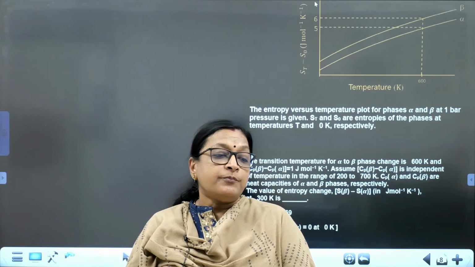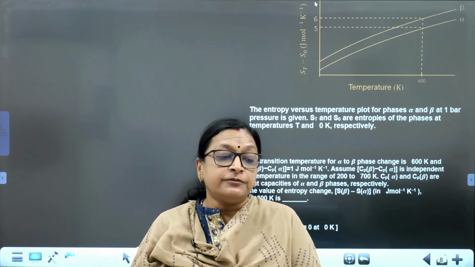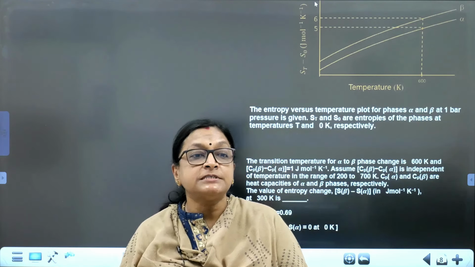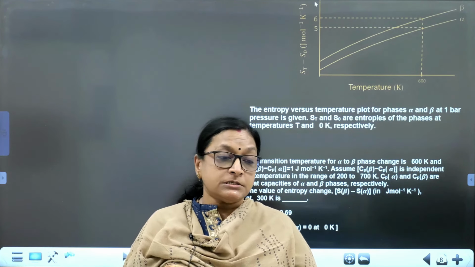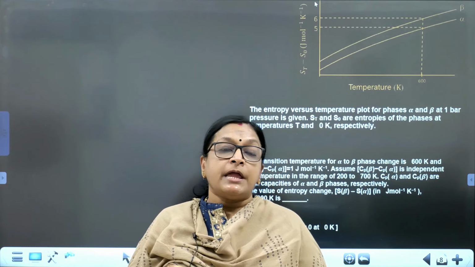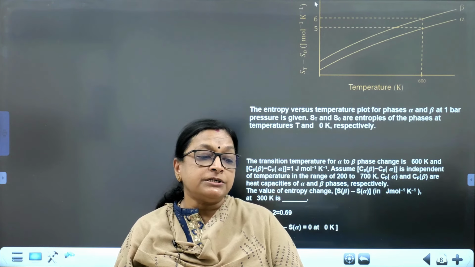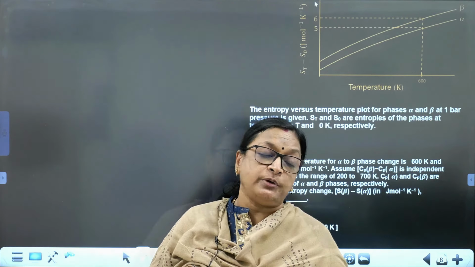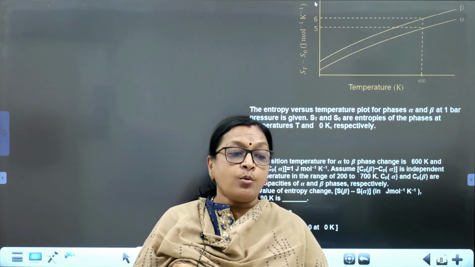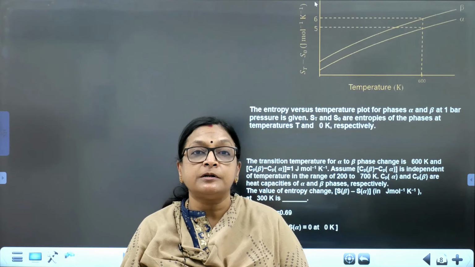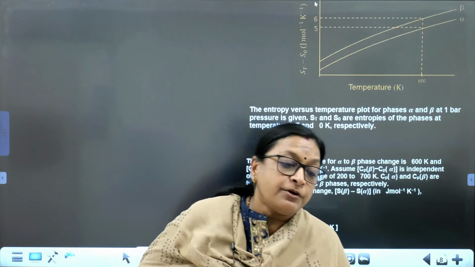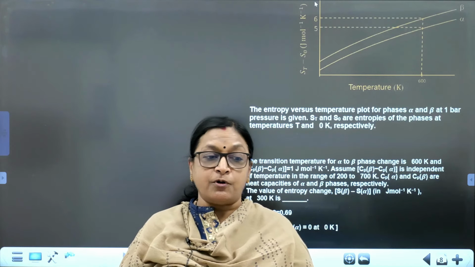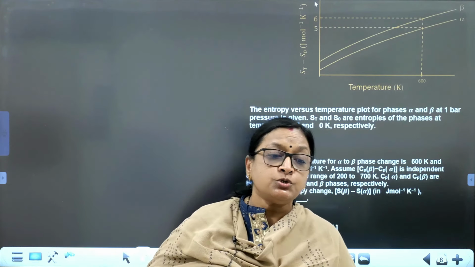Today I have brought a thermodynamic question for you, and just look at the question now. A graph is given there which is a plot of entropy at a temperature T minus entropy at 0 Kelvin. That difference on y-axis is in joule per mole per Kelvin, and on x-axis Kelvin scale temperature is plotted. You can see two plots there.